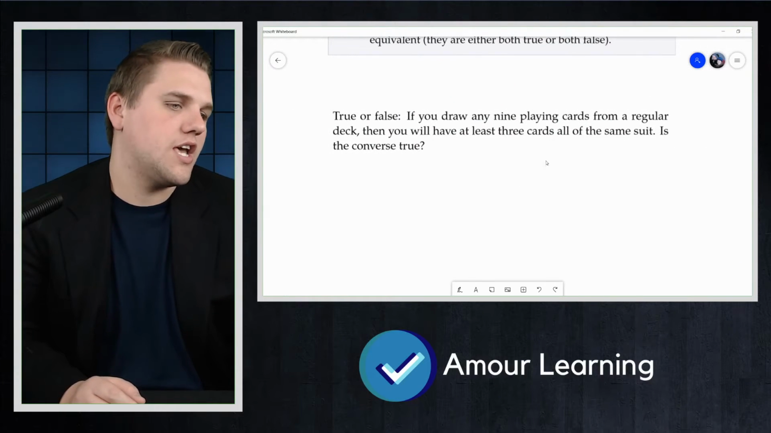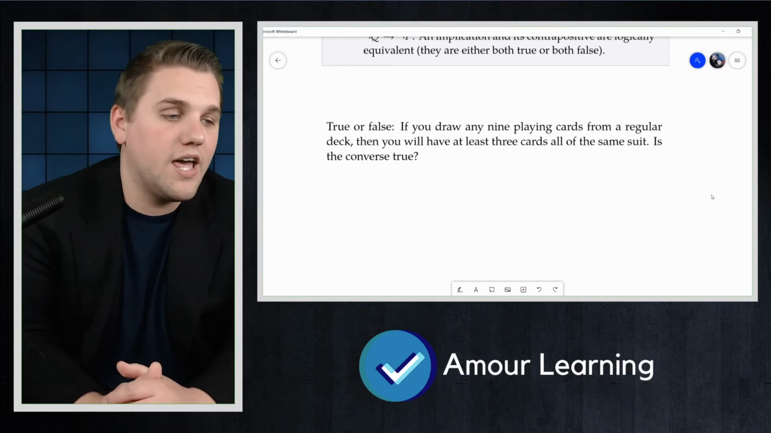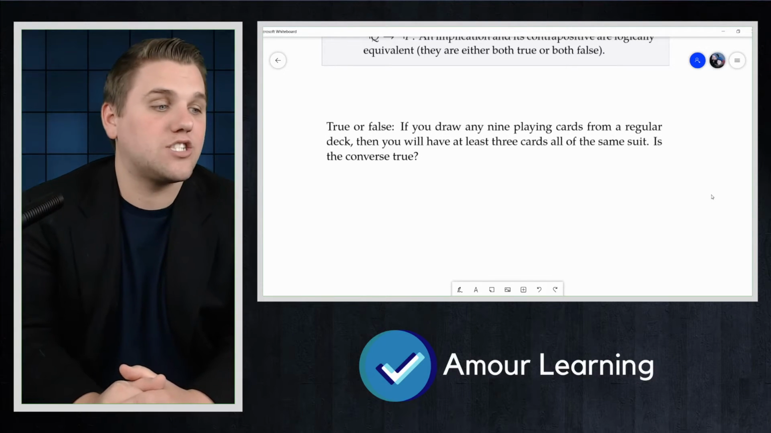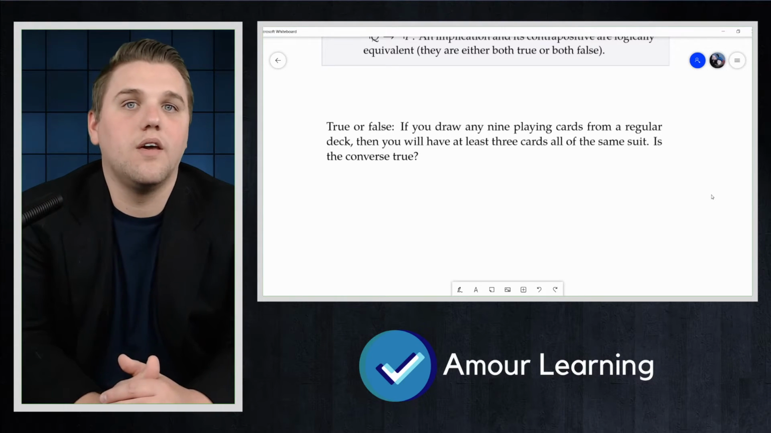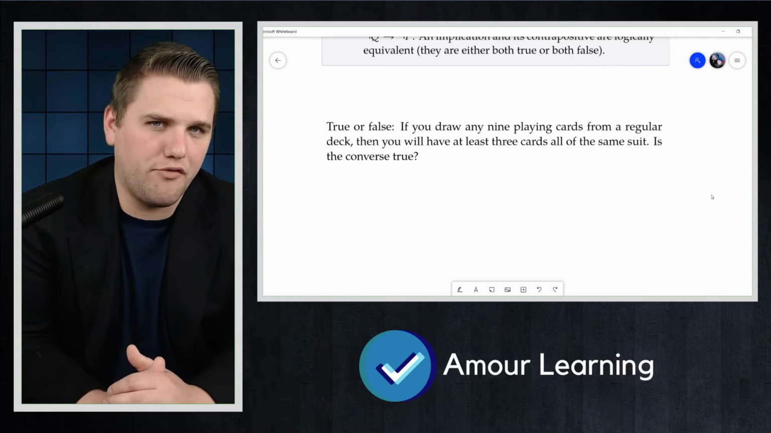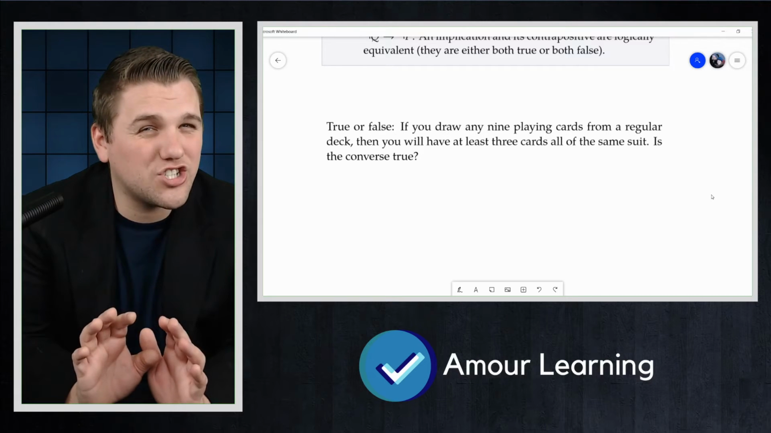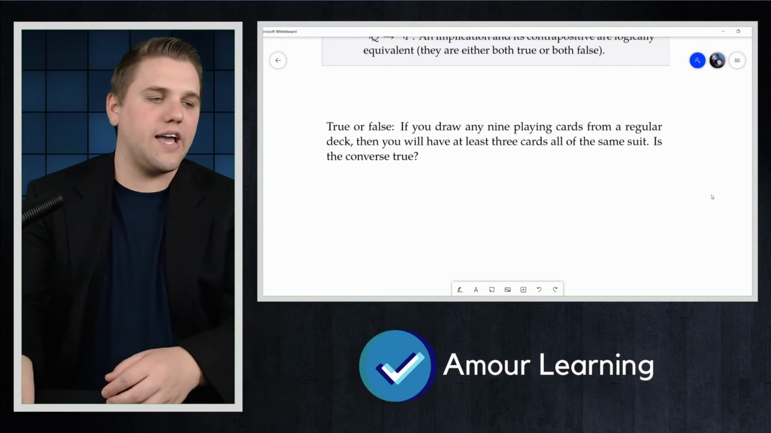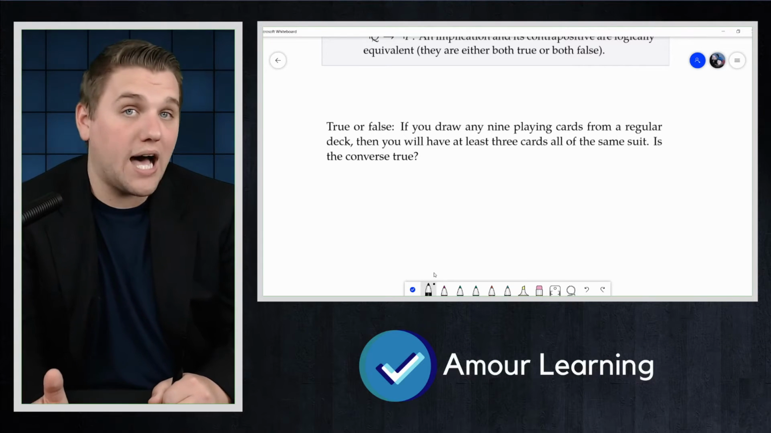True or false? If you draw any 9 playing cards from a regular deck, then you will have at least 3 cards, all of the same suit. And then we'll do the converse later. So let's start with the original implication, true or false? Well, this is definitely true, but it's actually kind of difficult to analyze with how it's written. So let's take a look at the contrapositive.